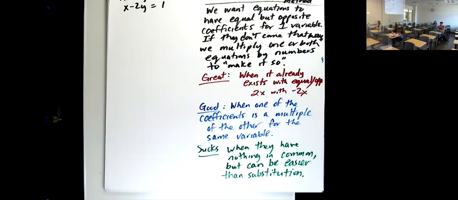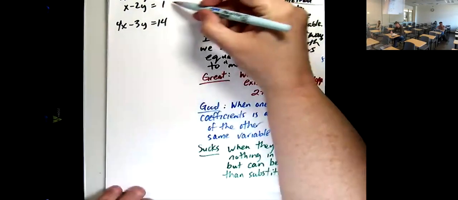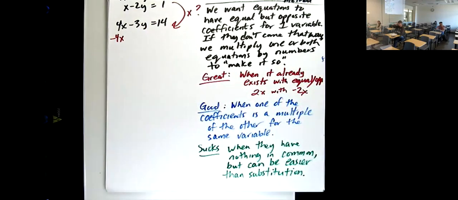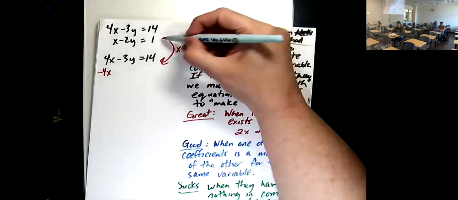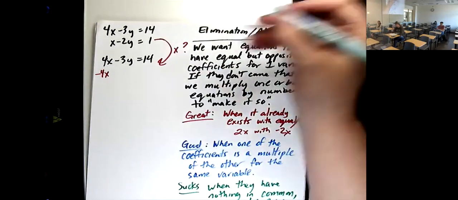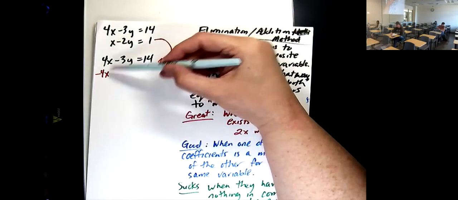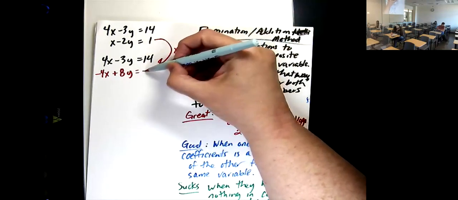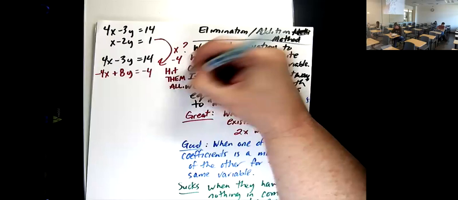So the idea here is, what can I multiply this by so that I have negative 4x here? What can I multiply this equation by right here? -4, right? So -4. So I'm going to do that. -4 times x is -4x. -4 times -2y is +8y. And -4 times 1 is -4. Hit them all. You have to do it on every single thing.